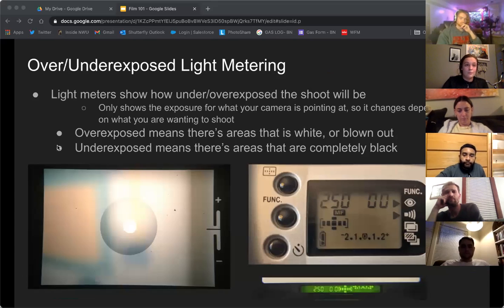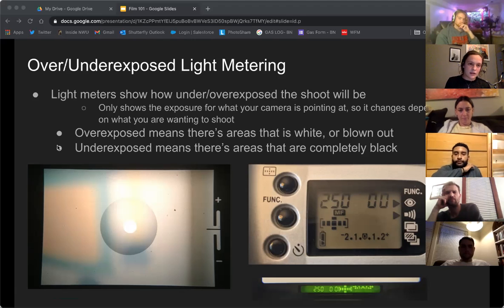All right. But what's most important about both of these is that these two settings are working together to actually make a photo. And what's important about knowing how they work together is knowing if you're going to be underexposed or overexposed. Basically, that just means knowing if your photo is going to be white or if it's going to be completely dark and you can't see anything. And how you know that is going to be through a light meter.